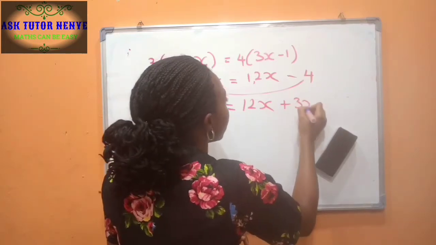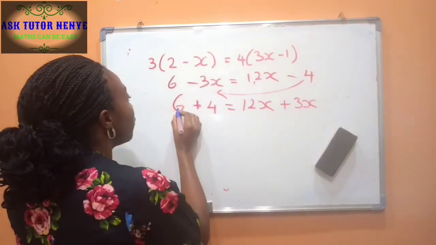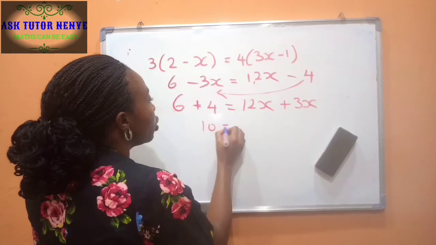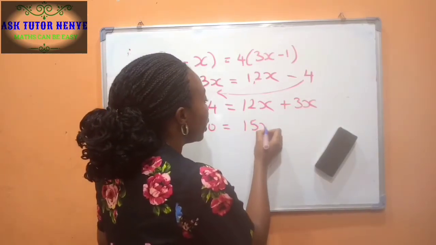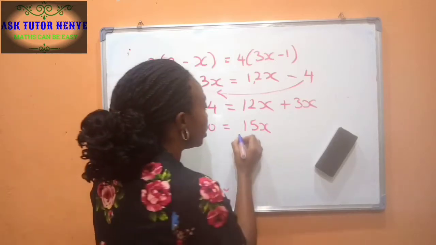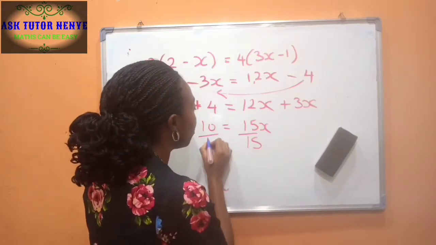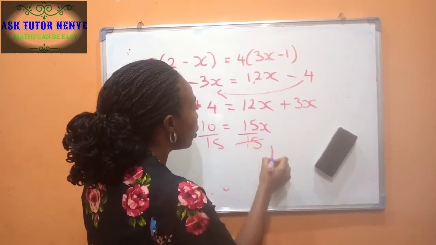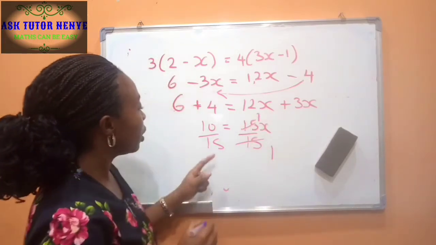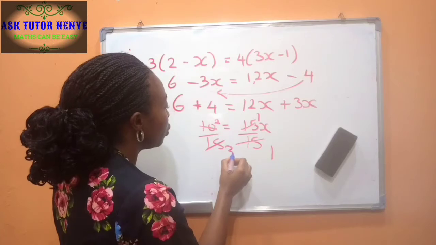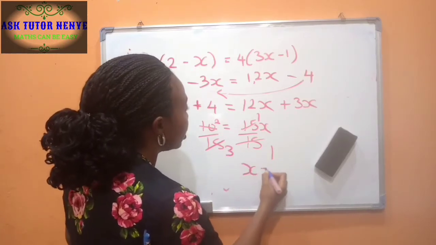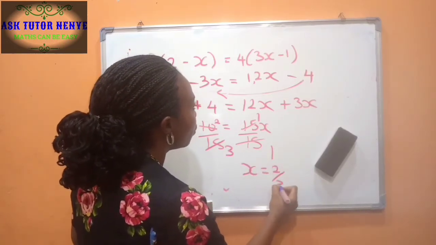Plus 3x. Okay, so we're going to have 6 plus 4, 10, equals to 12 plus 3, we have what? 15x. Our coefficient of x here is 15. Divide both sides by what? 15. 15 goes here 1, 15 goes here 1. Okay, what can go to 5? 5 goes here 2, 5 goes here what? 3. So we have x is equals to 2 over 3.